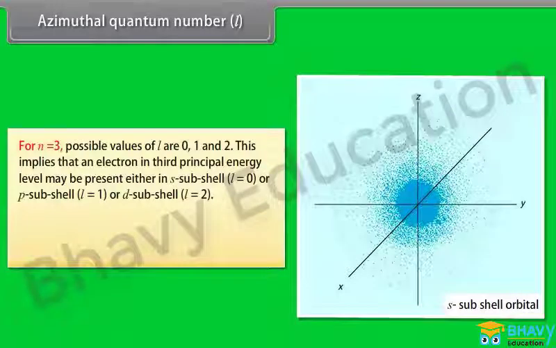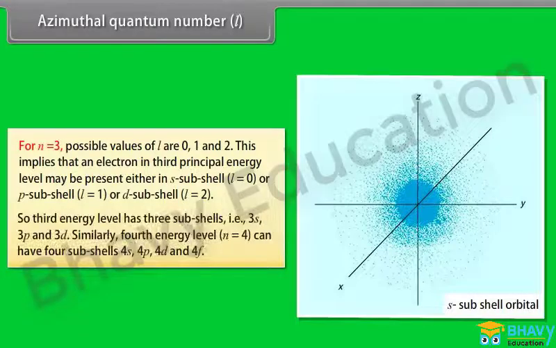For n equal to 3, possible values of l are 0, 1 and 2. This implies that an electron in the third principal energy level may be present either in the s subshell, l equal to 0, or the p subshell, l equal to 1, or the d subshell, l equal to 2. So, the third energy level has three subshells, that is 3s, 3p and 3d. Similarly, the fourth energy level, n equal to 4, can have four subshells, 4s, 4p, 4d and 4f.